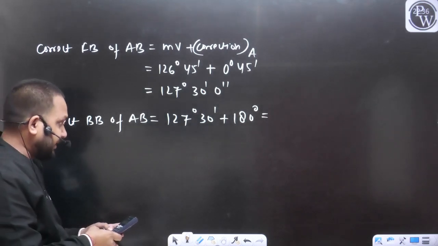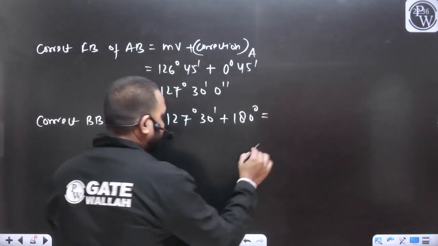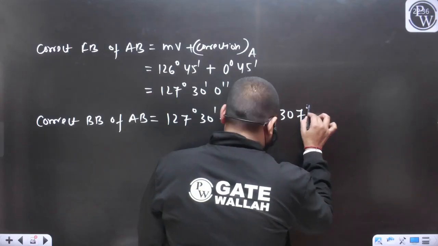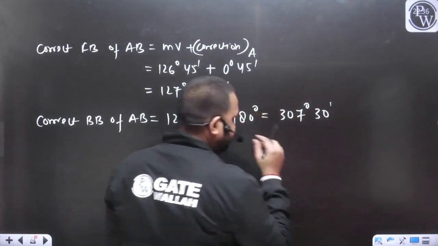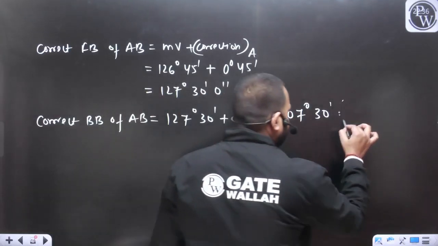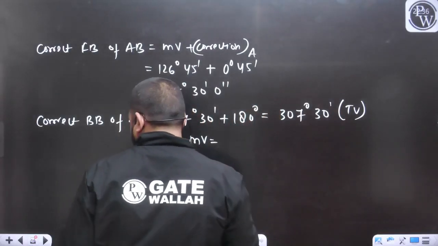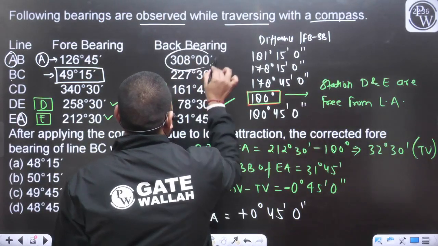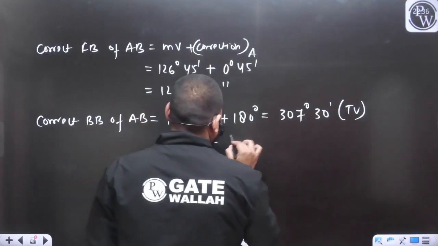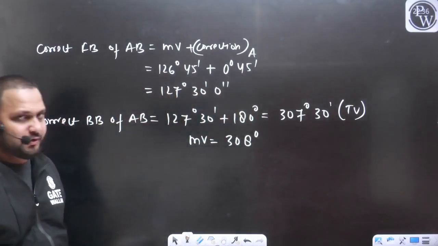So 127 degree 30 minute plus 180 degree is going to be 307 degree 30 minute. Yes or no? So this is going to be the true value, and we are having the measured value as 308 degree.